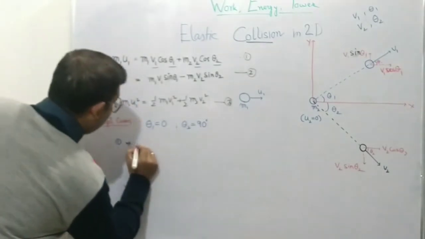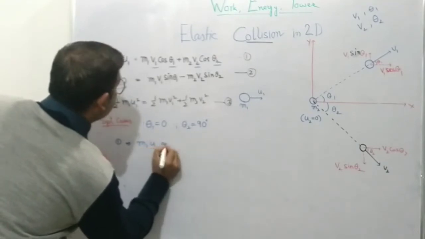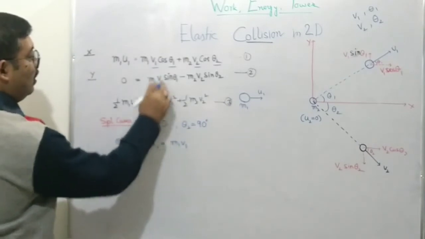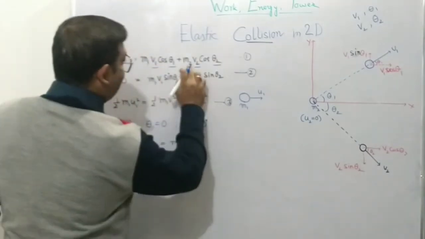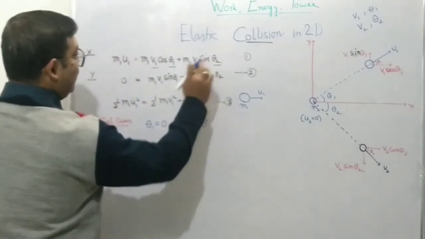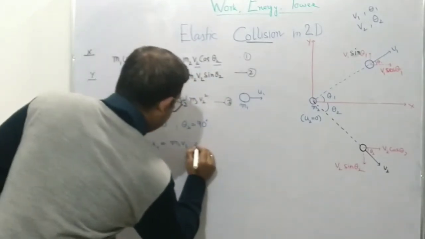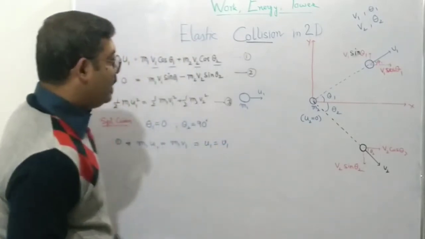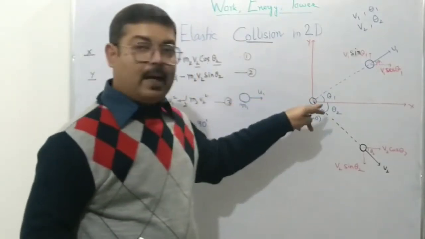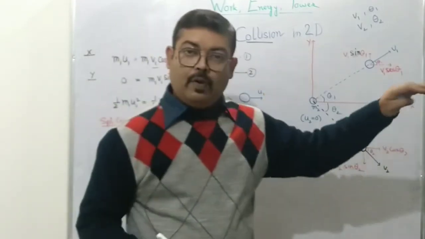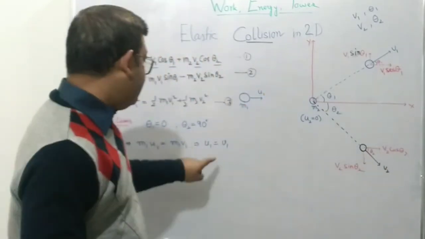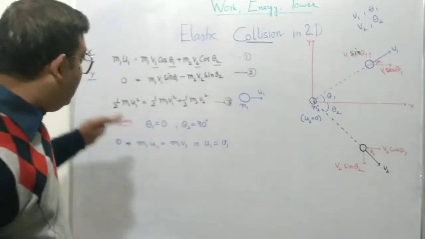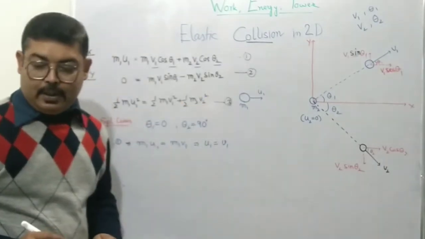Now in that case, if we consider these three equations, equation number 1 will give us m1 u1 equal to m1 v1 cos theta 1, where cos 0 is 1, plus m2 v2 cos theta 2, where cos 90 degrees is 0, so the second term will be 0, which gives us u1 equals v1. That is to say, the oncoming mass m1 will move along the positive x direction only, without any change in the magnitude or direction of its velocity.